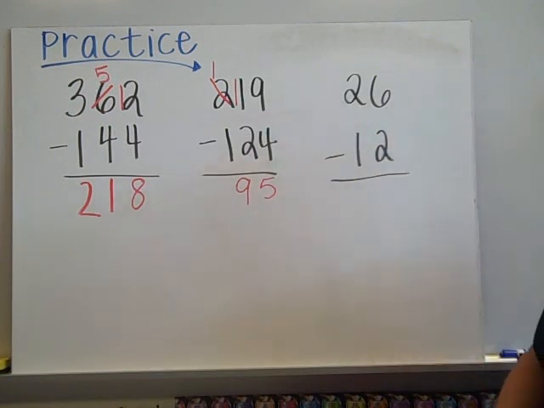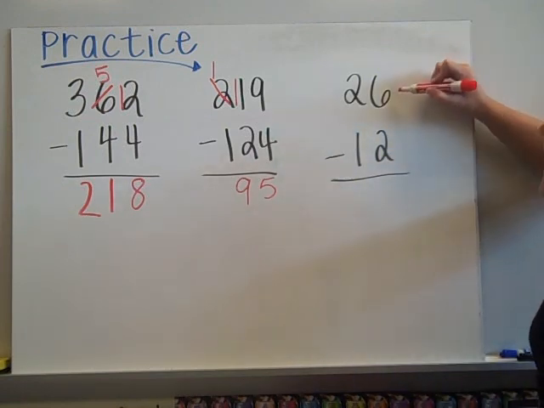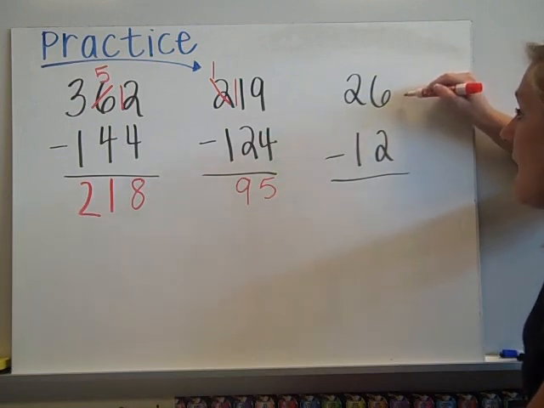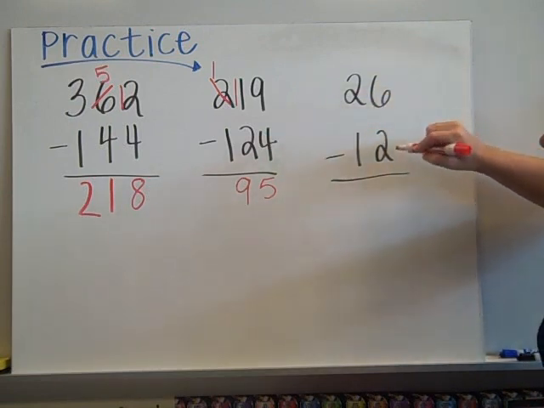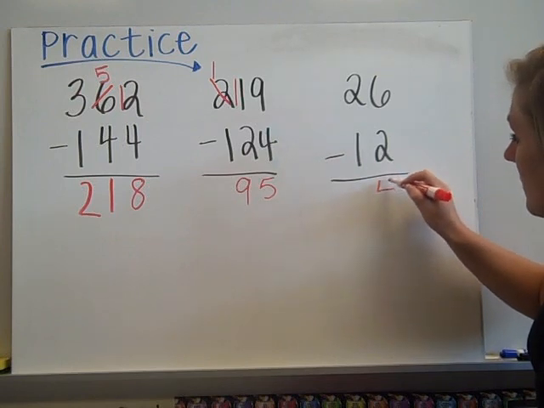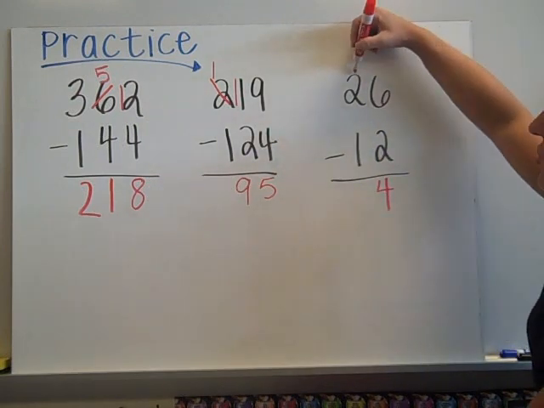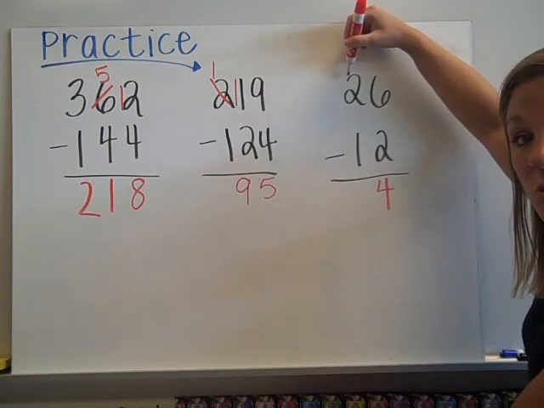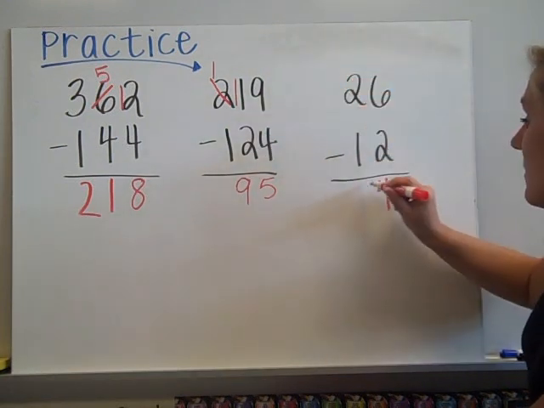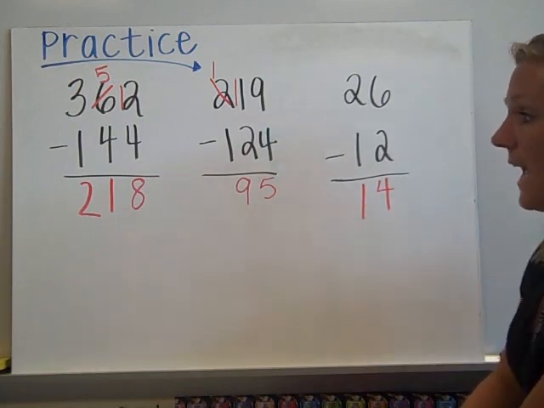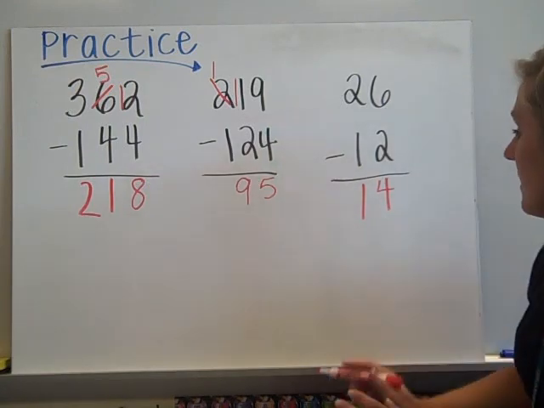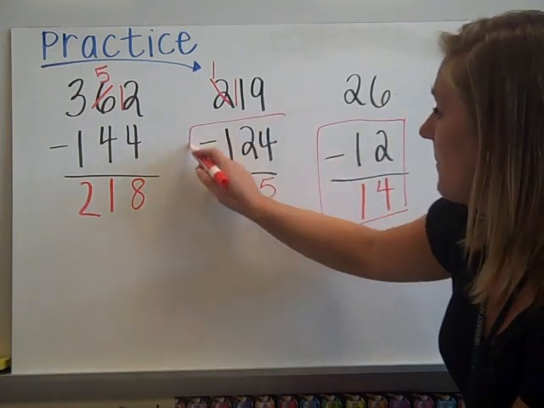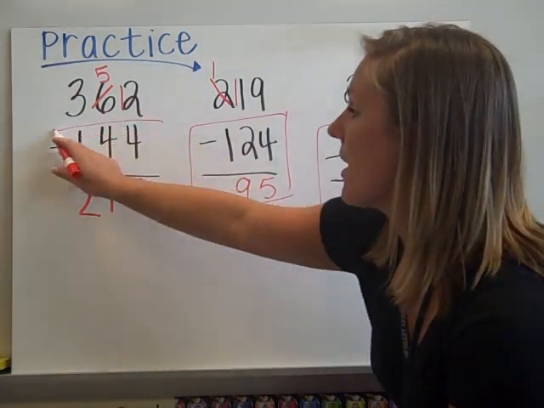All right, and last example here. 6 is on top. 6 is more than 2, so more on top, no need to stop. 6 minus 2 is 4. All right, 2 on top, 2 is more than 1. More on top, no need to stop. 2 minus 1 is 1. Okay, and you can always check your answer by adding these two together, and you should get the top number. That's a great way to check your subtraction.